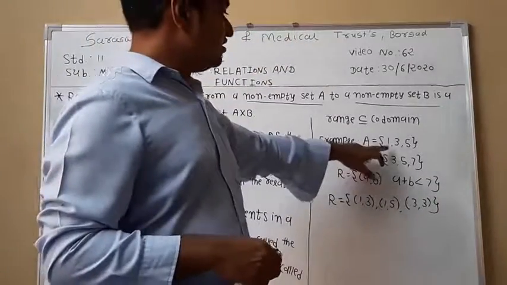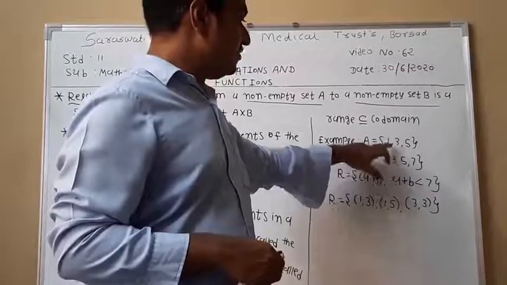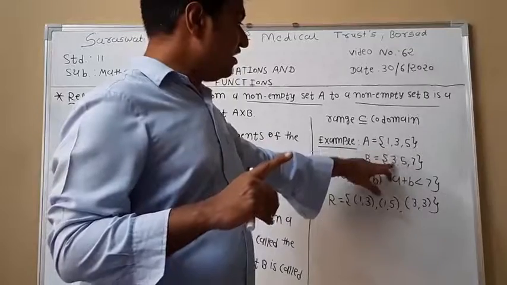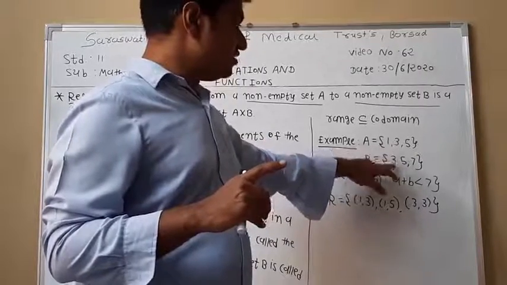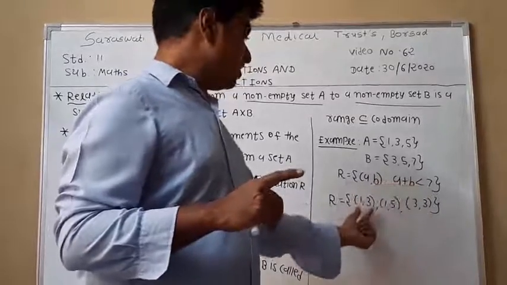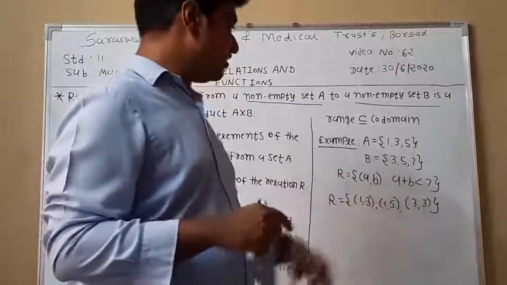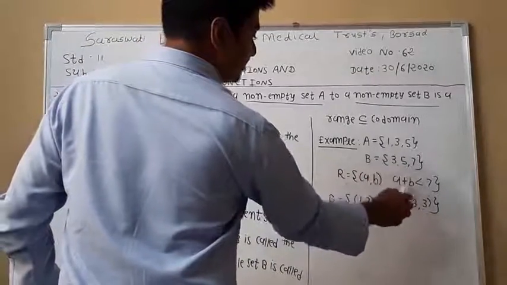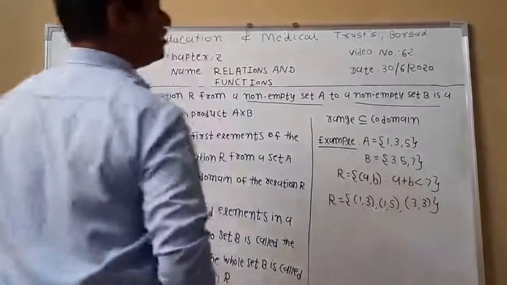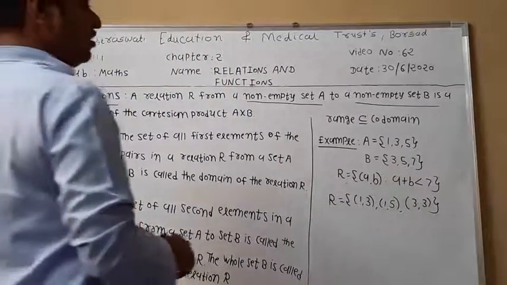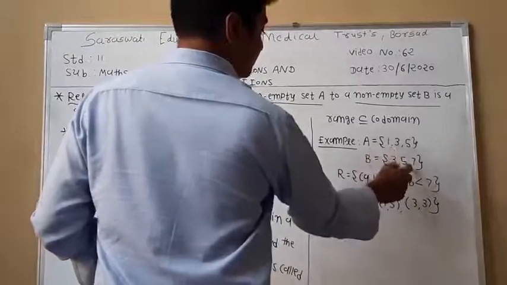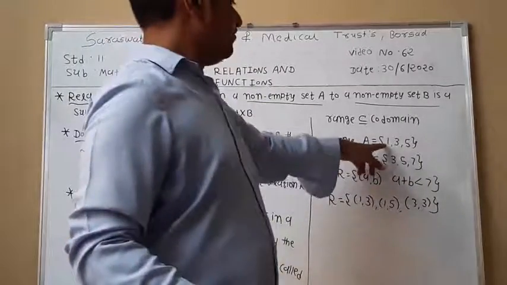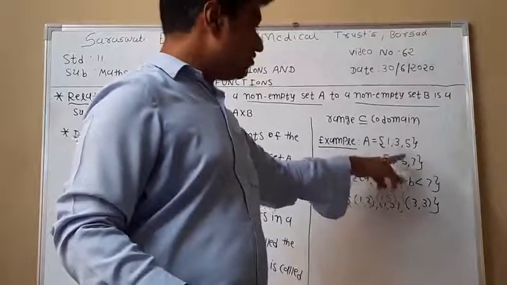First consider (1, 3). That means 1 from set A and 3 from set B. Adding, 1 + 3 is 4, and 4 is less than 7. So we can write it in ordered pair form (1, 3). Second, (1, 5): 1 + 5 is 6, and 6 is less than 7. So we can also consider (1, 5). Now (1, 7): 1 + 7 is 8, and 8 is more than 7. So this condition is not satisfied, and we cannot consider (1, 7).